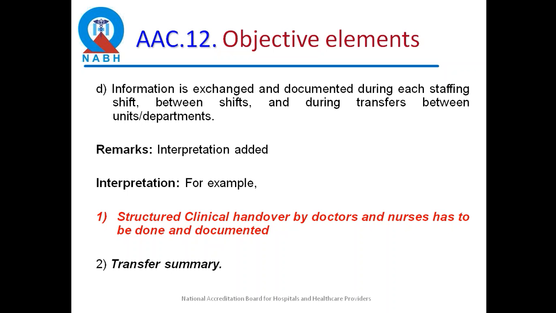So if a patient is going from one ICU to the radiology department, or from emergency to ICU, there should be a document which details the clinical summary of the patient in a very short form. It can be a one-pager, it can be a half-pager, and somebody hands this over and somebody at the other end receives it. It need not be doctor and nurse, it could be doctor or nurse, it could be only nurse, but shift handovers should be done between doctor to doctor as well as nurse to nurse, and there should be a record of this.